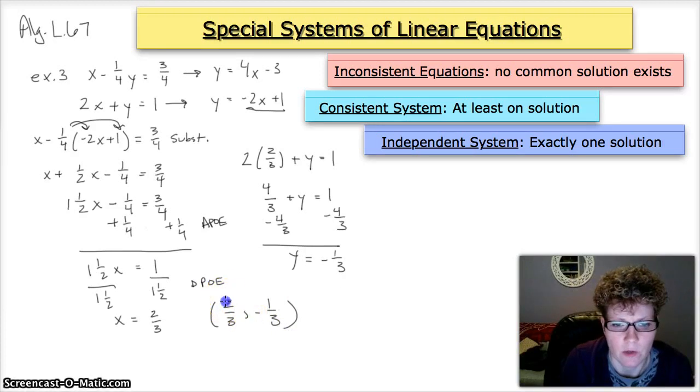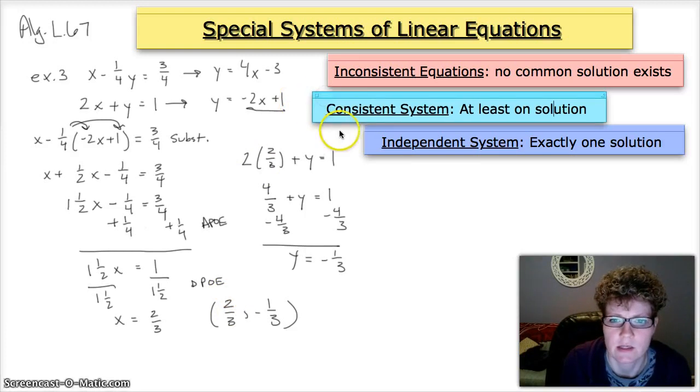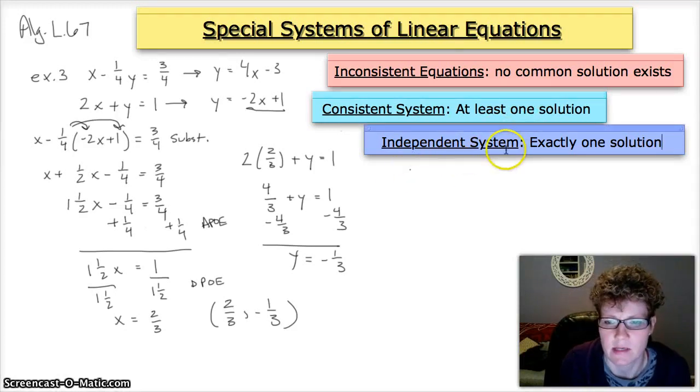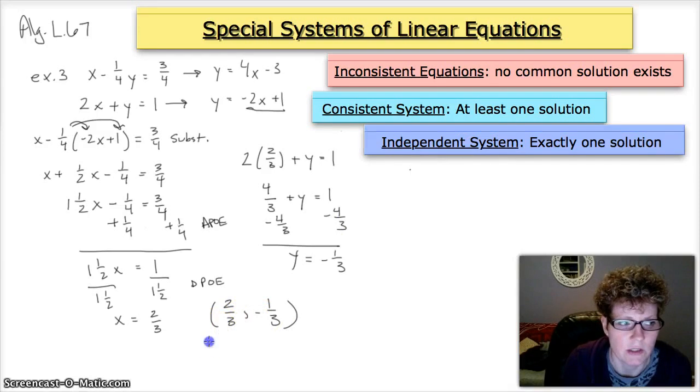And so now we're going to need to determine what type of special system this is. So up here we have a definition of a consistent system. A consistent system has at least one solution. Oops, that's supposed to be 1. I'm going to fix that. And then an independent system has exactly one solution. So this system of equations is consistent and independent.